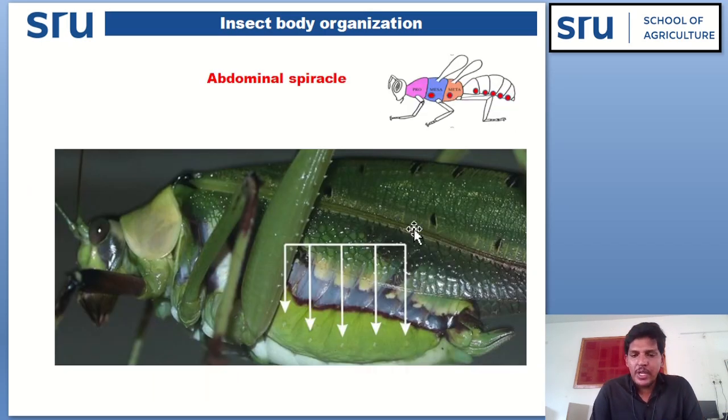See here, abdominal spiracles in grasshopper. These are the respiratory openings present on the lateral side of the insect body. In mesothorax, one pair; in metathorax, another pair; and in the abdominal region also there are up to 8 pairs in grasshopper, and it differs from insect to insect.